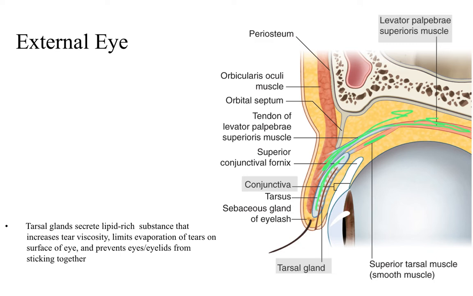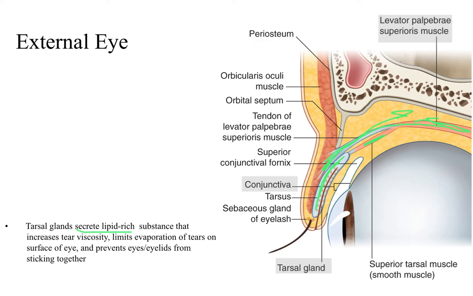And what these glands do is, as described here, they secrete a lipid-rich substance that's going to mix with the tears and increase the viscosity. What that does for the tears is it makes them slightly oily, so it takes longer for the tears to evaporate from the eyelids, and therefore doesn't dry out the eye as fast. Being oily, it will also prevent the eyes and the eyelids from sticking to each other, so that there's a fluid movement whenever the eyes are moving or whenever the eyelids are moving across the eye.